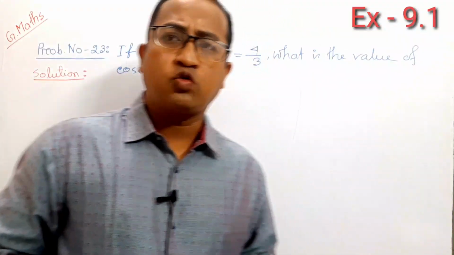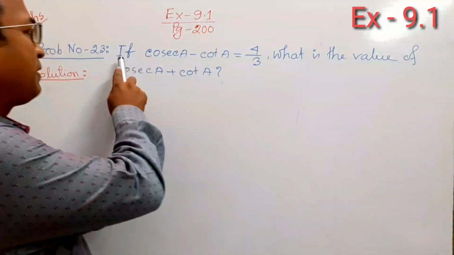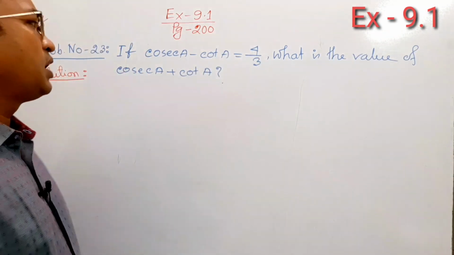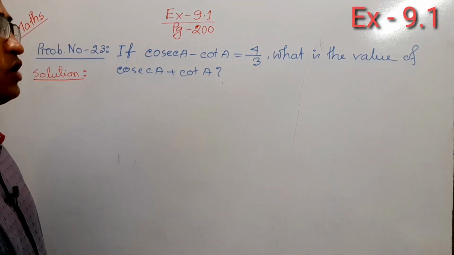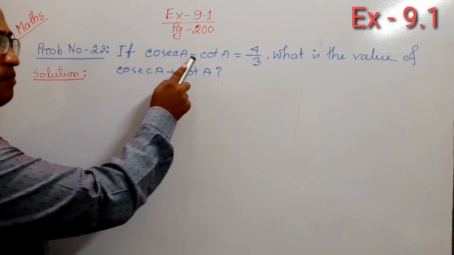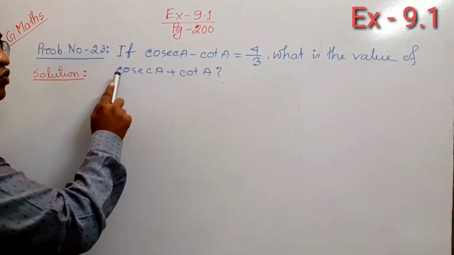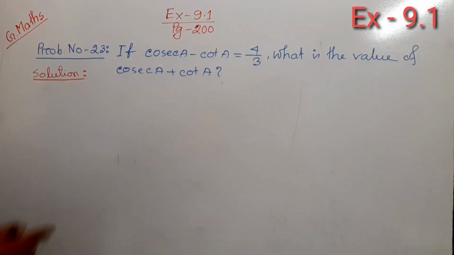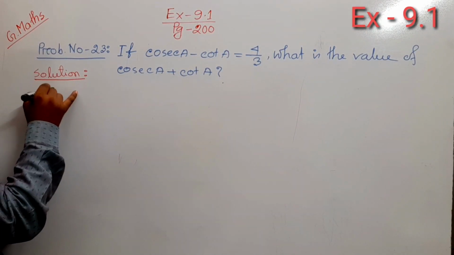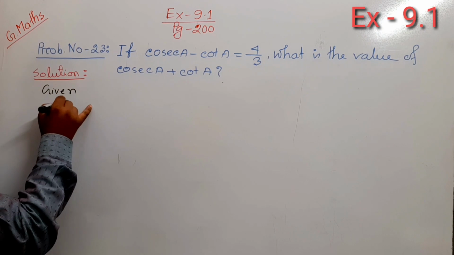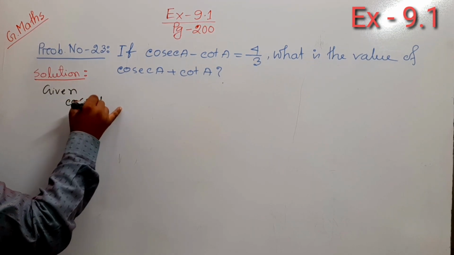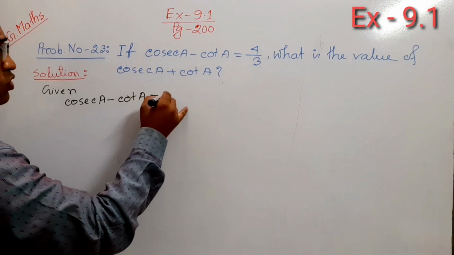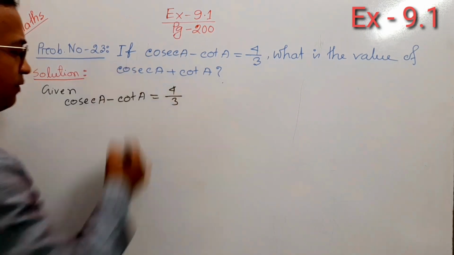Look, question number 23. If cosec A minus cot A equals 4 by 3, what is the value of cosec A plus cot A? It is given cosec A minus cot A, and we will find out cosec A plus cot A. Here also we will start from the given: cosec A minus cot A equals 4 by 3.